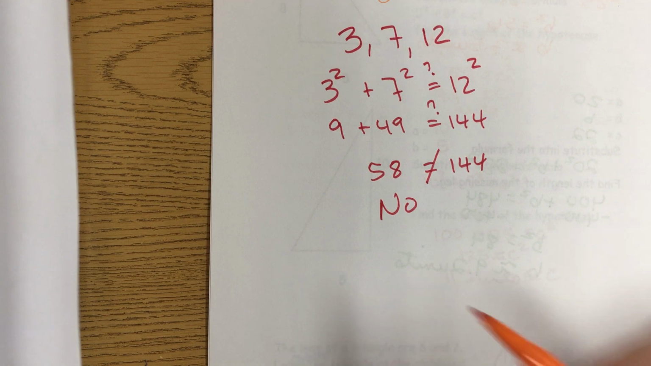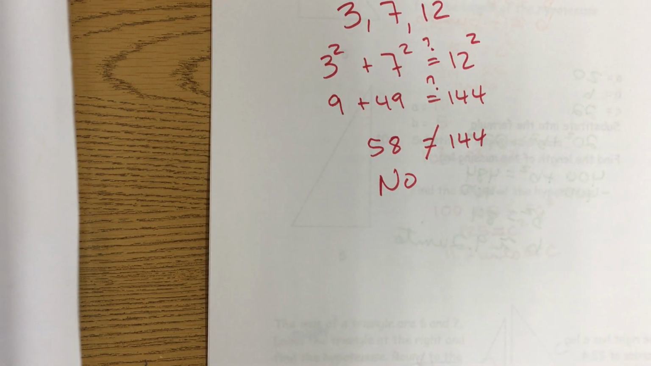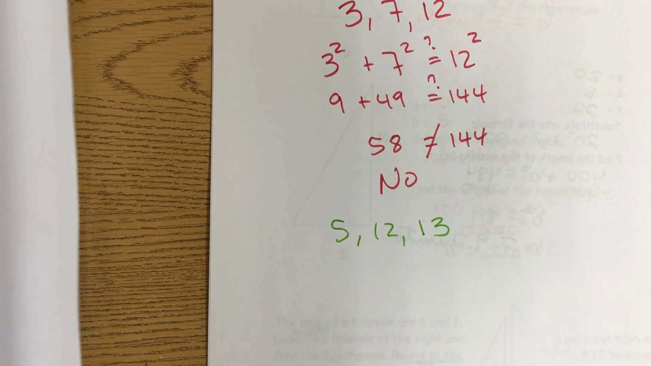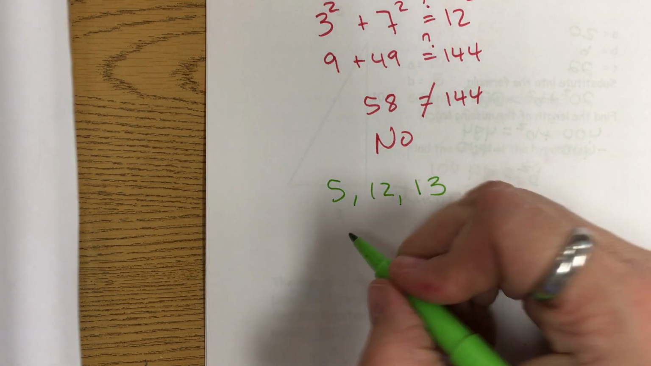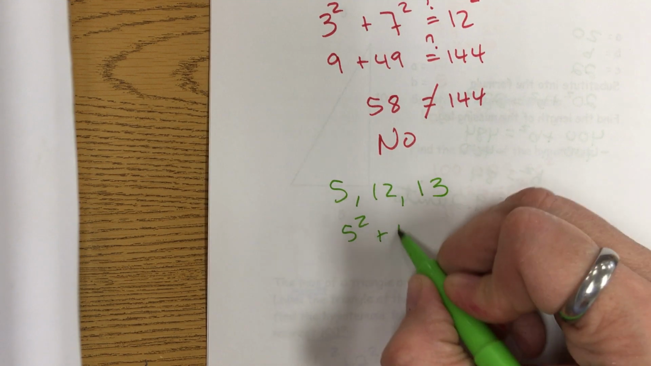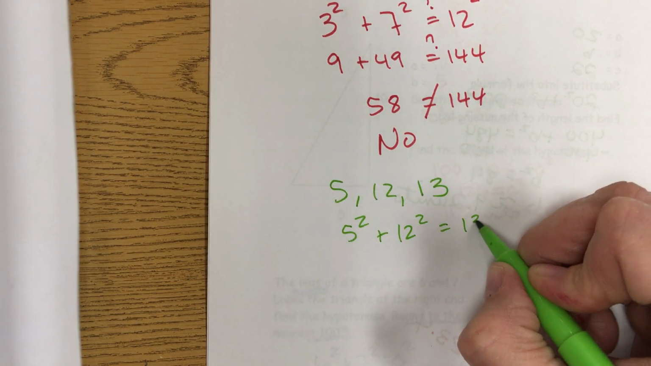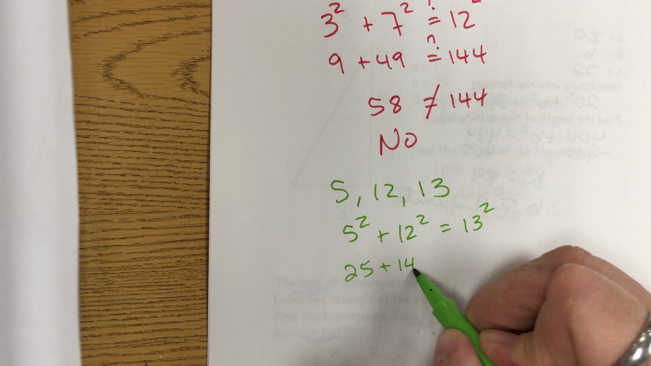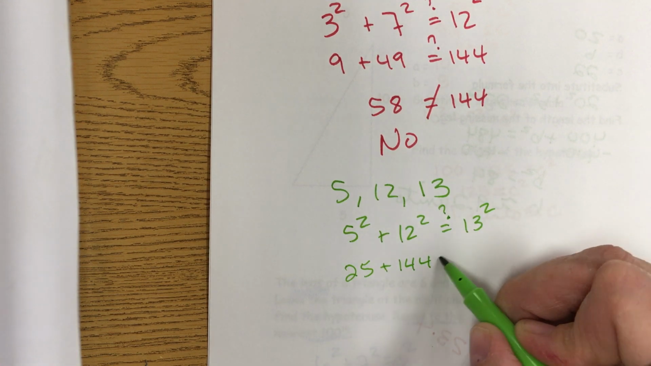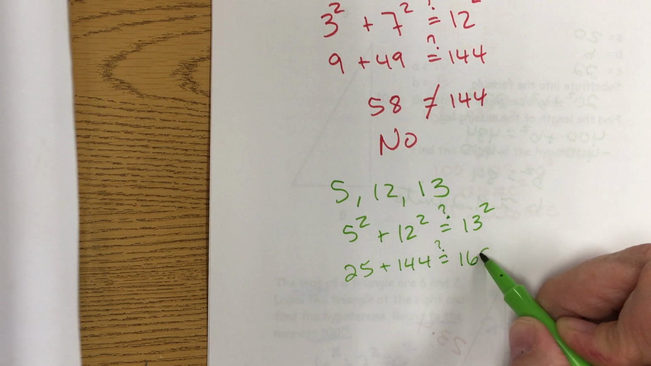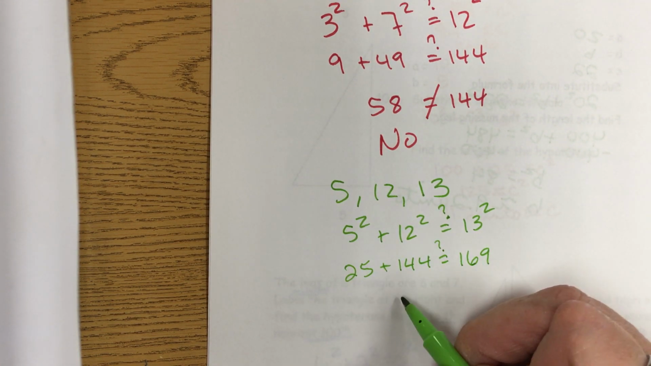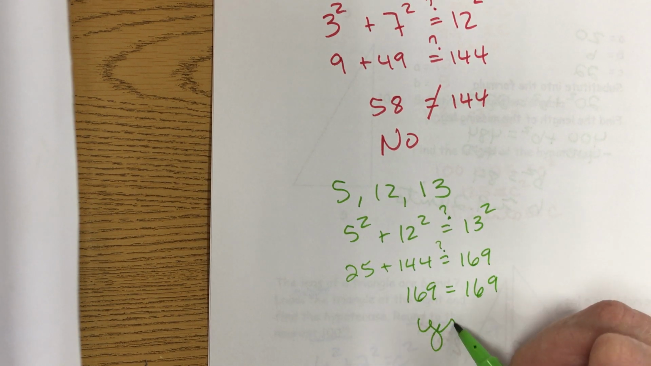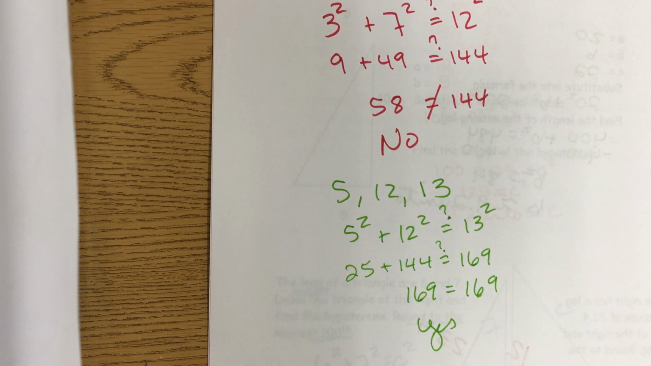I'll do one more. Let's see. I'll do a different color. 5, 12, and 13. Do you think it's going to work? I don't know. Let's see. 5 squared plus 12 squared equals 13 squared. It's going to be 25 plus 144. I forgot my little question mark. 25 plus 144. Look at that. It works. Hello. Yes, that makes a right triangle. I hope these notes help.